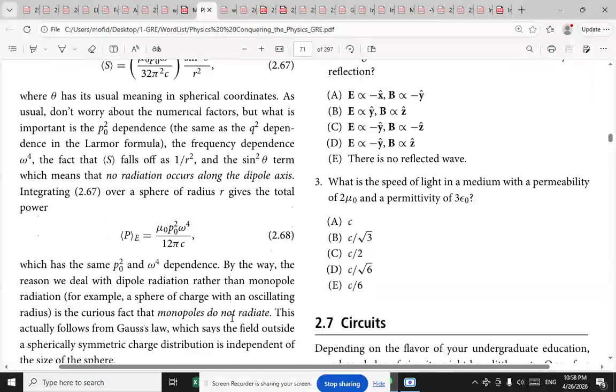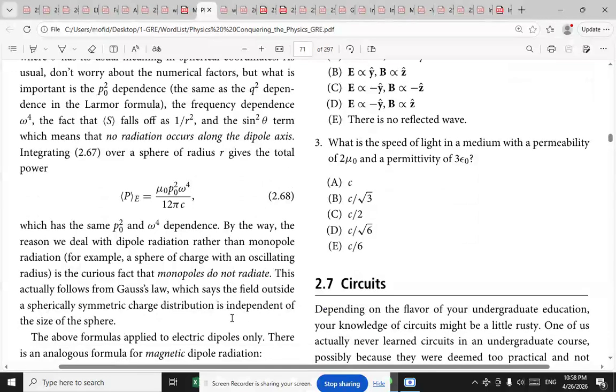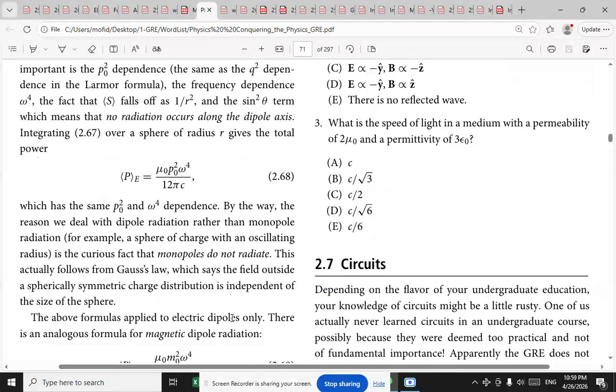P is equal to mu zero p0 squared omega to the power of 4 divided by 12 pi c, which has the same p0 squared and omega to the power of 4 dependence. By the way, the reason we deal with dipole radiation rather than monopole radiation, for example, a sphere of charge with an oscillating radius, is the curious fact that monopoles don't radiate.